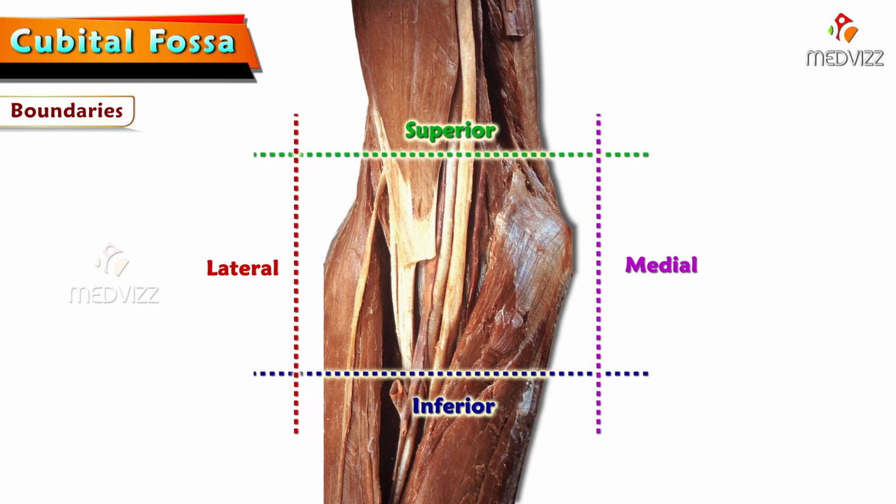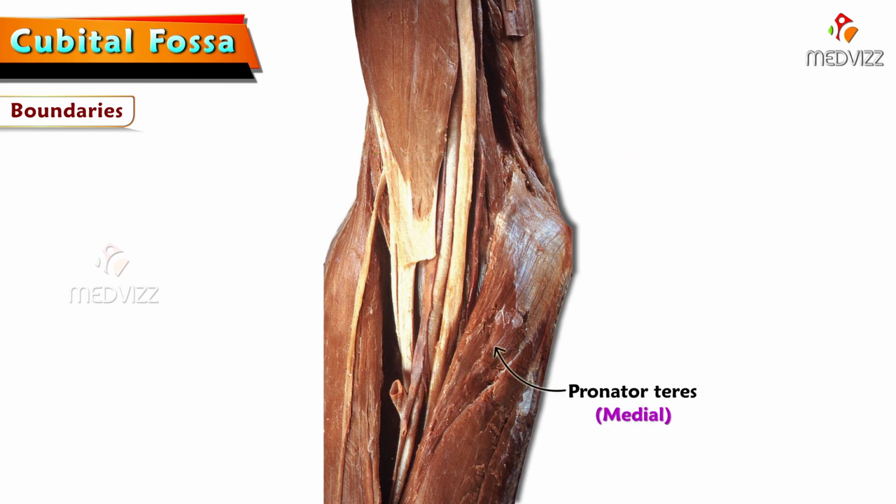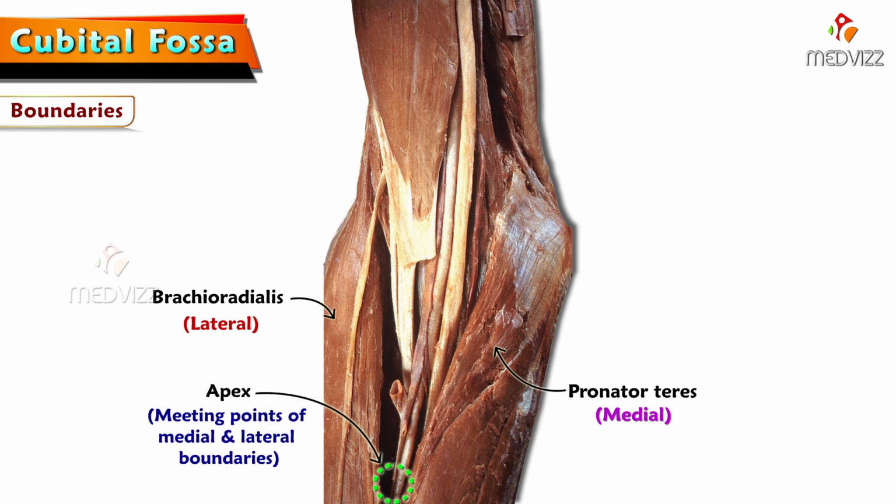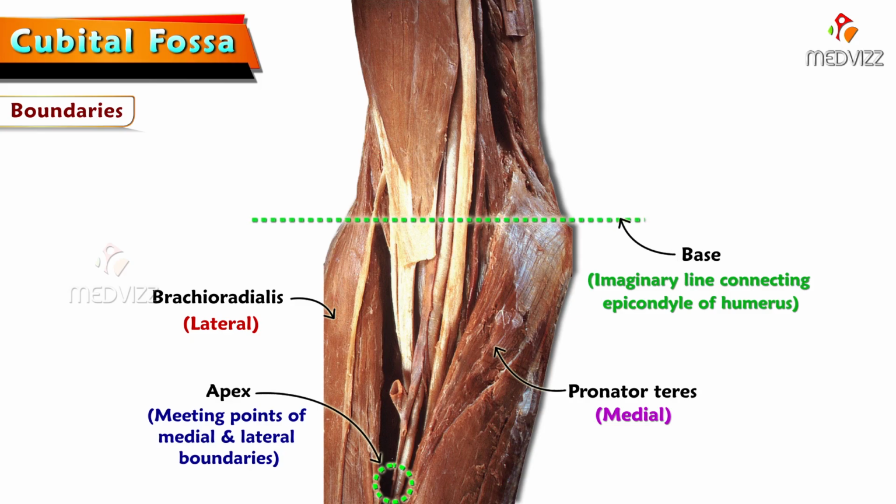So the medial boundary is formed by pronator teres. Lateral boundary is formed by brachioradialis, and apex is the meeting point of both medial and lateral boundaries. So apex would be directed down, and base is formed by an imaginary line connecting the epicondyles of humerus. So these are the boundaries of cubital fossa.